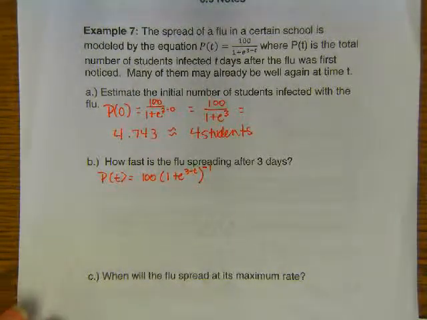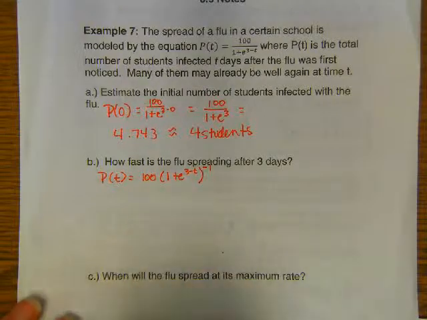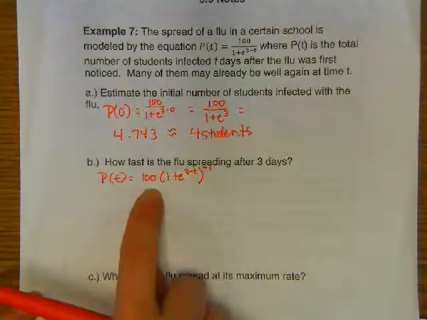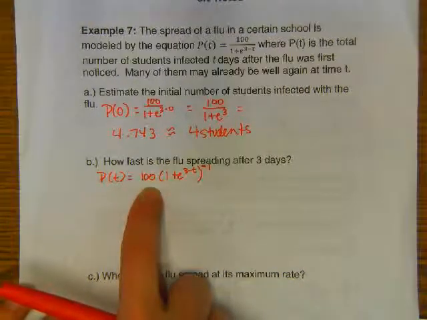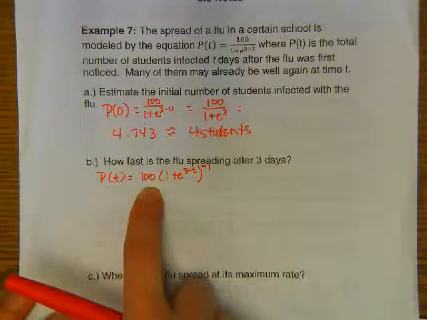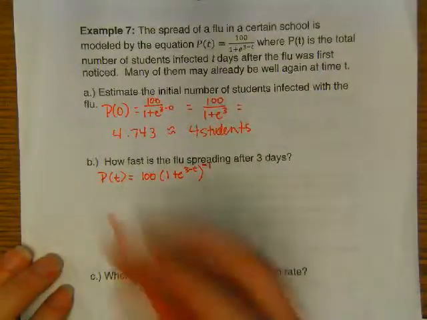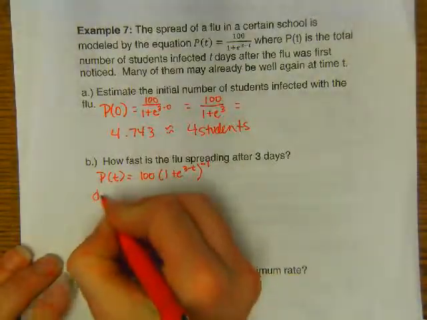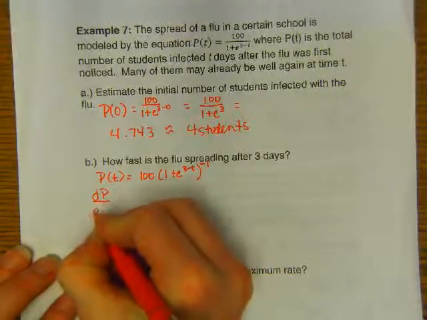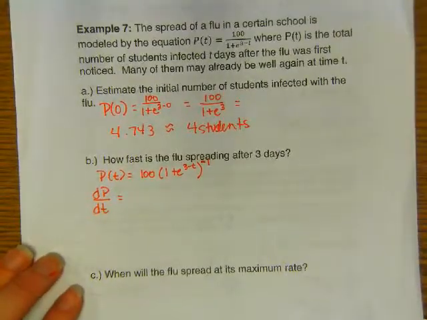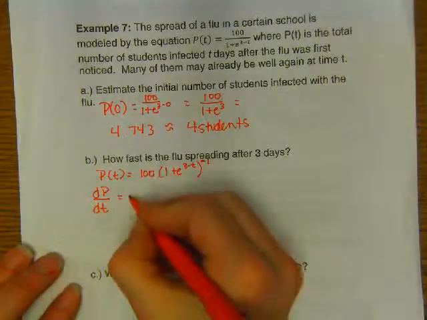Okay, do you see how we have 100 out in front? We're not doing product rule here. 100 is just 100. It's a constant in the front. You have to include it in the derivative. Okay? All right, let's find the rate of change. I'm going to write this as dP over dt. So I put the 100 here because I need to do that. That's just a constant.